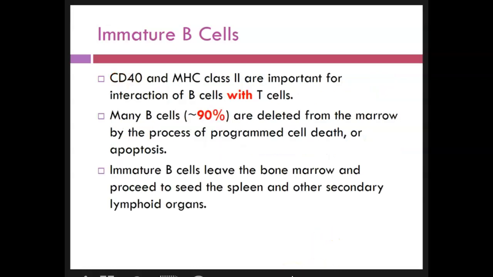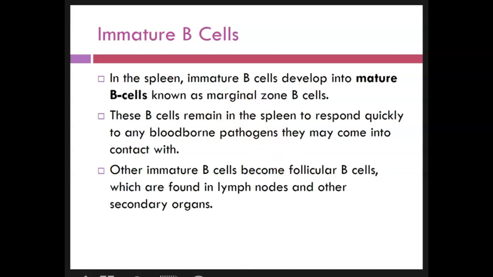So immature B cells have CD40 and MHC2 molecules, which are important for interaction of B cells with T cells. That's the point. These B cells have to be able to interact with T cells. Remember the antigen presenting cells and the MHC class II molecules, it's all coming together. Many B cells, about 90%, are deleted from the bone marrow by the process of apoptosis. So they don't even get a chance to leave. So most of them just die.